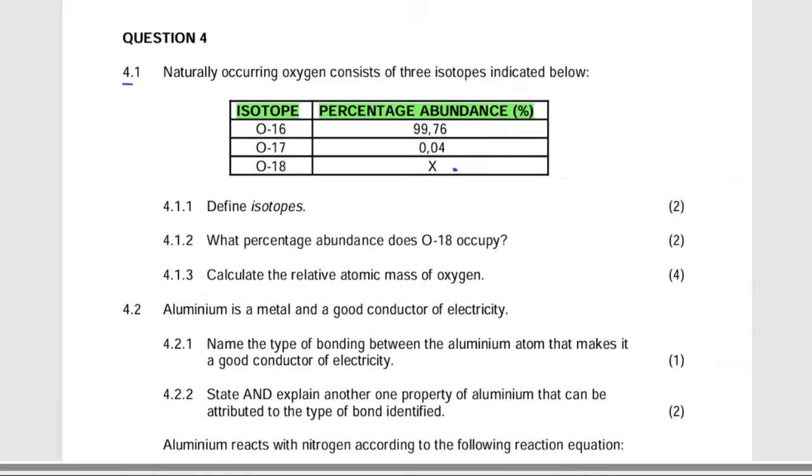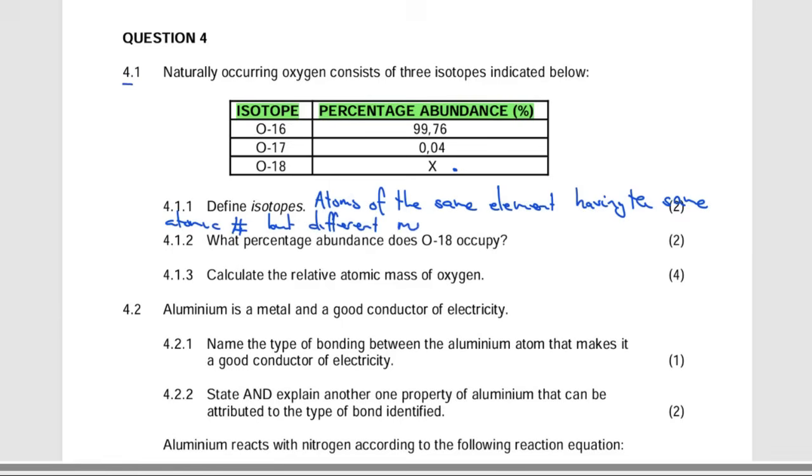So isotopes are atoms of the same element, having the same atomic number, but different mass numbers, due to differences in the number of neutrons. So that's what you're having.